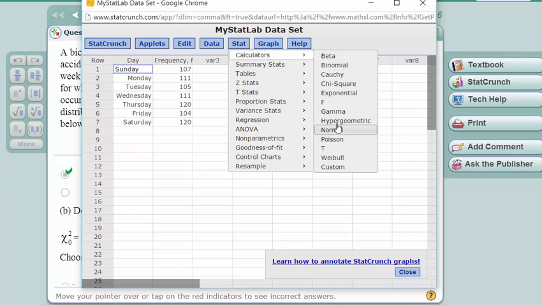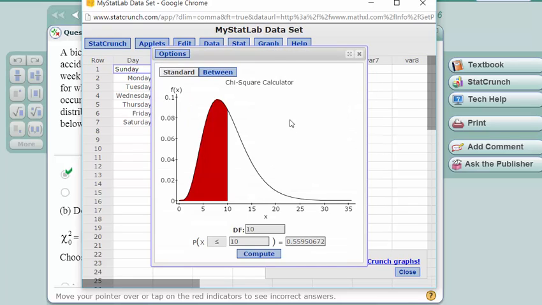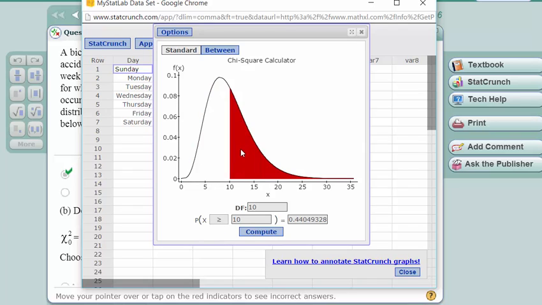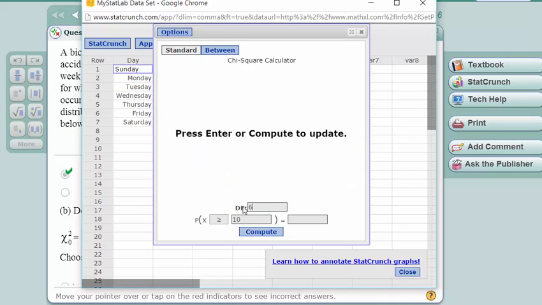So the first thing we want to do is get the critical value, and we'll go to calculators, chi-square, and we get this dialog. We want, in our work, always to use the right-tail test. So I change that first of all, just to get that out of the way. Degrees of freedom. Remember, this is K minus 1. We have 7 categories, 7 days, so K minus 1 will be 6. And we had a significance level of 0.01. So I've got that in there. I've got a right tail.